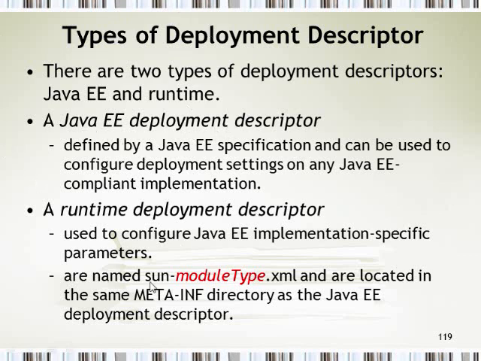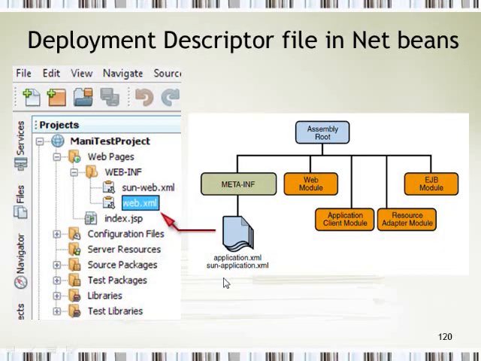Now, this one is named sun, followed by the module type, then .xml. The module could be anything. If it is a web module, then it becomes sun-web. If it is EJB, sun-ejb, and so on. So it starts with sun-, and this name will change. Okay, so this is how it looks in your web module. If you have just created a web application with a servlet and JSP, I don't require all these things. I need only these two files.